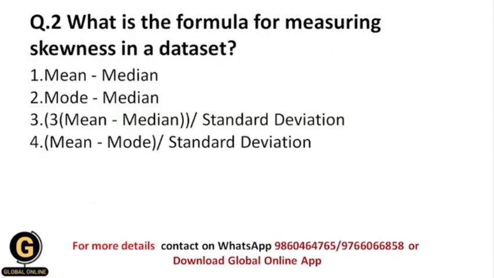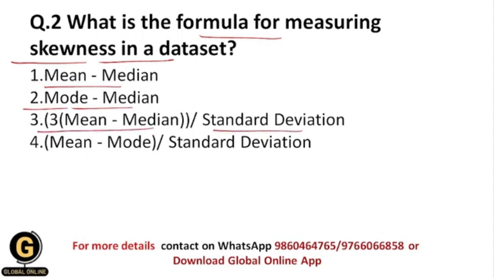Now next is, what is the formula for measuring skewness in a data set? Whenever we want to measure the skewness in a data set, there is a proper formula for that, and we need to answer which formula it is from these options. Whether it is mean minus median, mode minus median, 3 in bracket mean minus median upon standard deviation, or mean minus mode upon standard deviation.